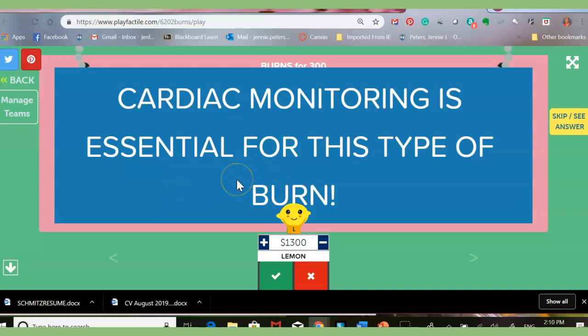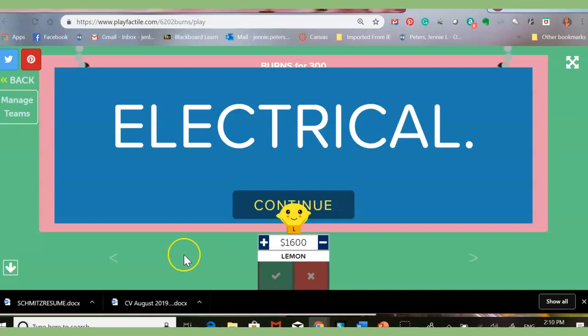All right, so cardiac monitoring is essential for this type of burn. Well, it's electrical because our heart is electrical, right? Conduction system, and so is a bolt of lightning, and so is putting your finger in a light socket or accidentally touching some electrical wire. So they are at high risk for having cardiac dysrhythmias and death from having an electrical burn.